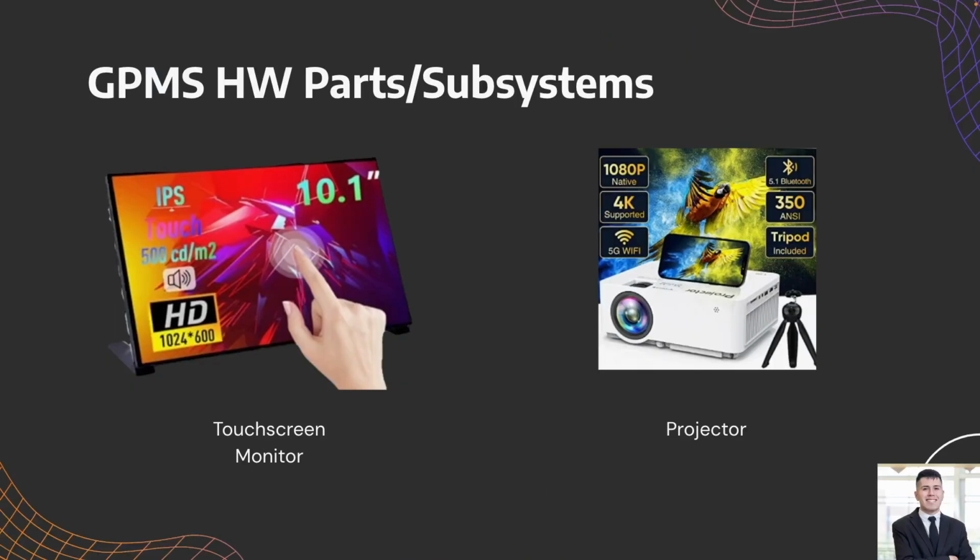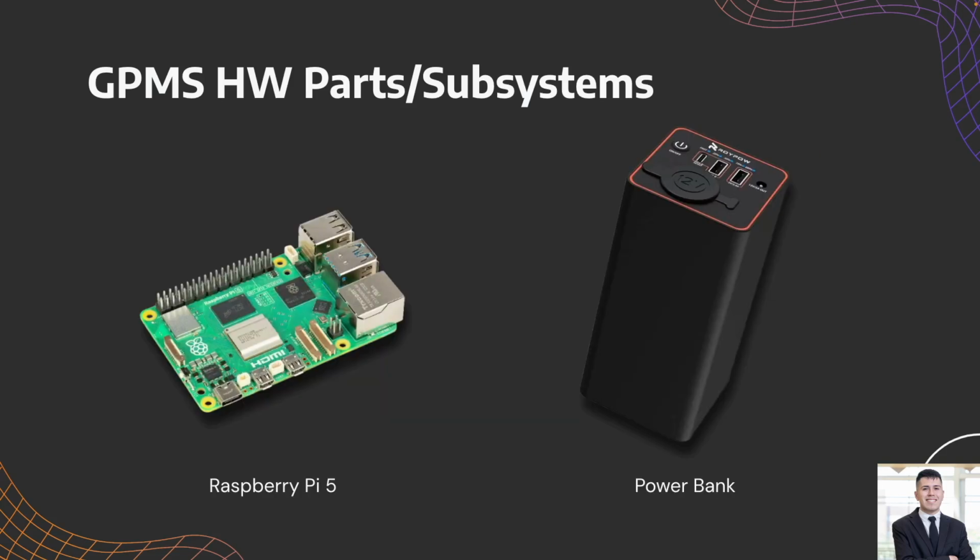First, we present 2 hardware parts of GPMS. The touchscreen monitor, where the user will interact with GPMS and provide our system input, and the projector, which will project our system's output for the user to see. Next, we present 2 more hardware parts of GPMS. The Raspberry Pi 5, which is the brains in charge of facilitating GPMS, along with the power bank to power this Raspberry Pi with the optimal power ratings and voltage protection that it provides.